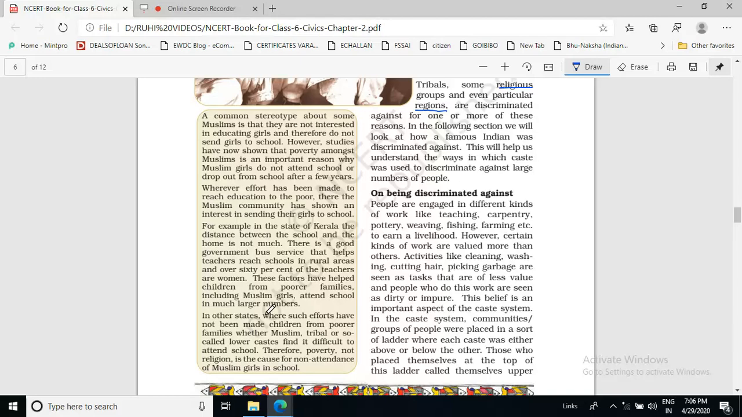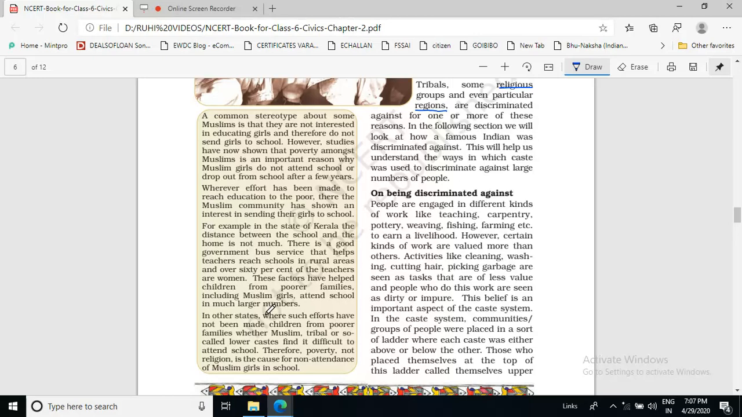So, we can say that in Kerala, the government is providing so many facilities that there are many schools present in the villages, because of which the parents don't have to send their daughters to a far away school. Then female teachers are more than 60% of the total strength of the teachers. And because of these, parents feel secure to send their daughters to the school.